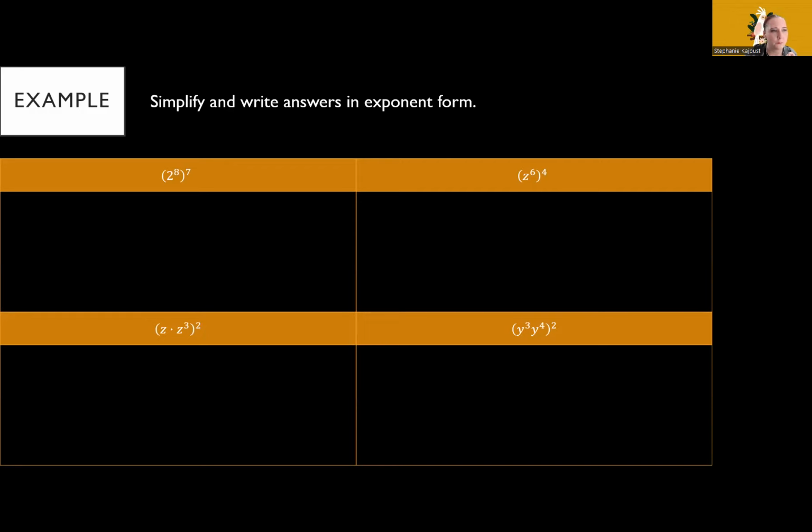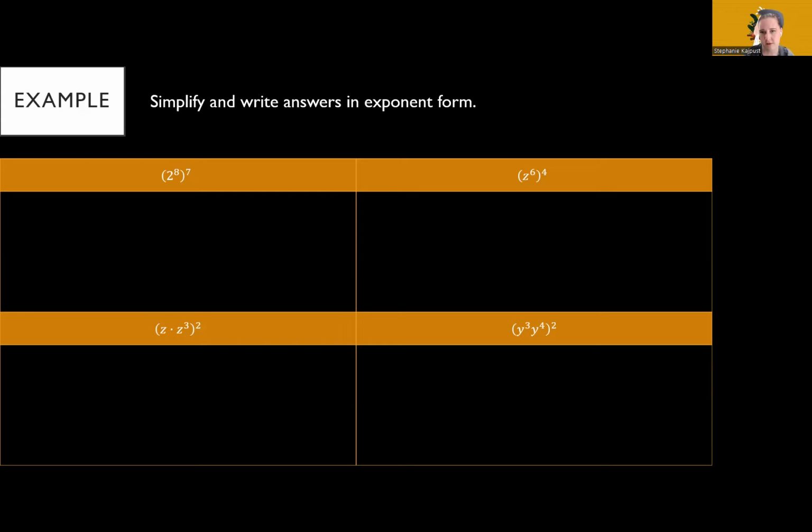So, simplify. When you see the word simplify, it means that if you have things with exponents, you want to try to follow the order of operations. So instead of having multiple exponents, we want to have one exponent if possible. And when it says write the answers in exponent form, that just means that if you have some number to an exponent, don't find out what that number is equal to, just leave it in the form with the exponent.